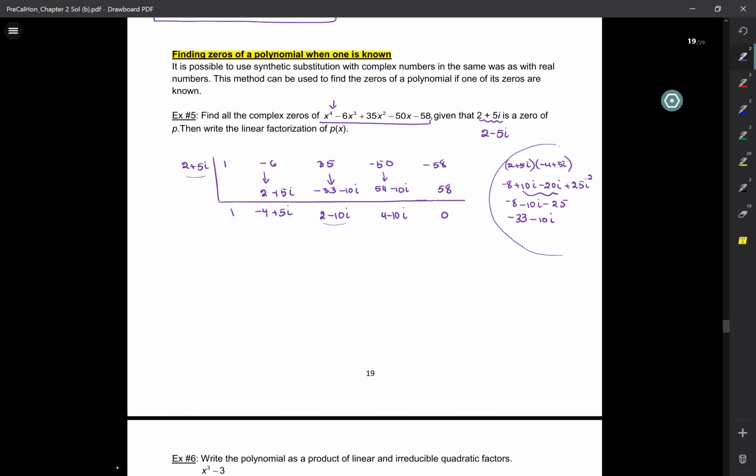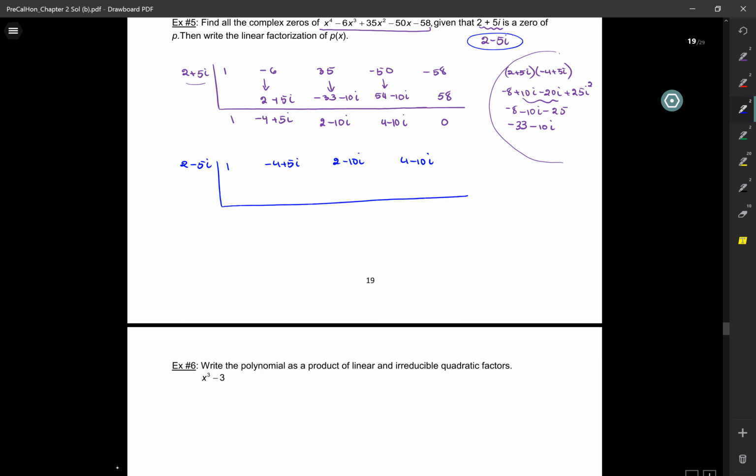Okay, so what do I have now? I have a function. This is the depressed polynomial with these coefficients. Well, that doesn't really give me anything. So what I'm going to do now is another synthetic division, this time using the second 0. And remember now, my new polynomial has coefficients that are the ones in the bottom line here: 1, negative 4 plus 5i, 2 minus 10i, 4 minus 10i. So I'm going to do synthetic division with this now.